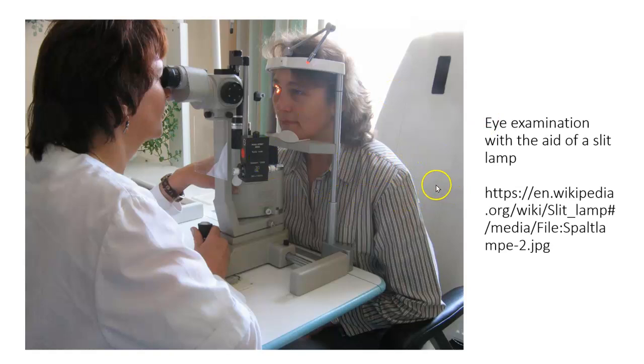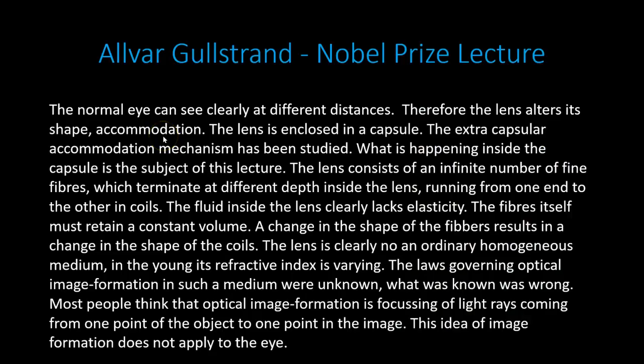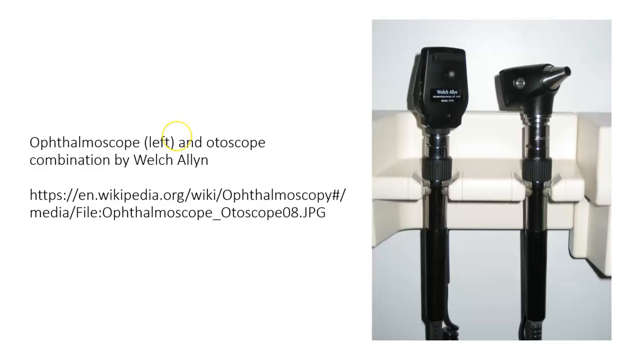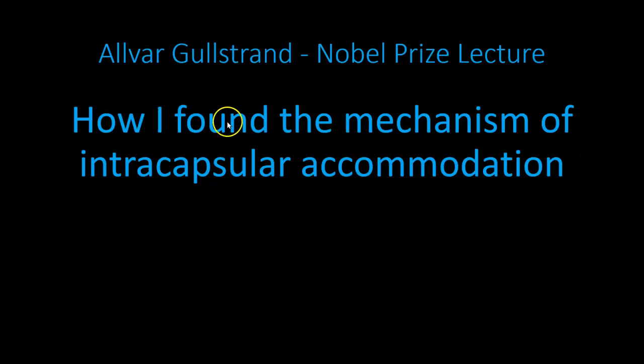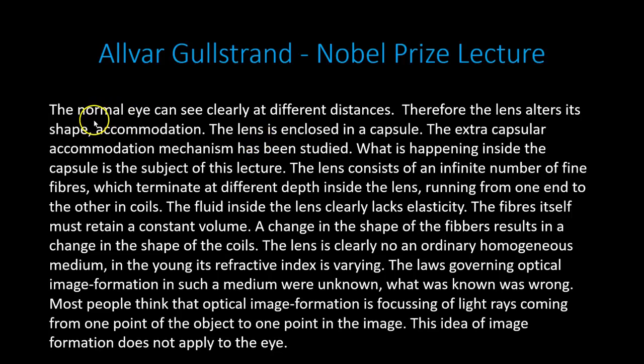Here you see a slit lamp, a device he worked on, and I think he even invented a version of it. The same is true for the otoscope, also a device used for watching eyes and ears, and the ophthalmoscope, that is what he worked on. Then comes the Nobel Prize lecture with the name "How I Found the Mechanism of Intracapsular Accommodation." Summarized by me, here we go.